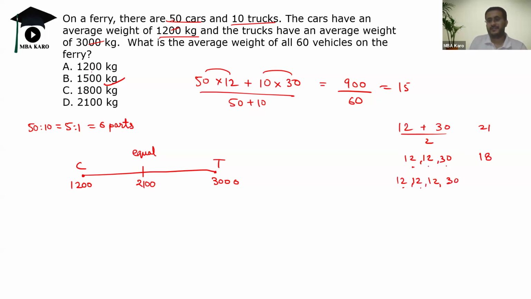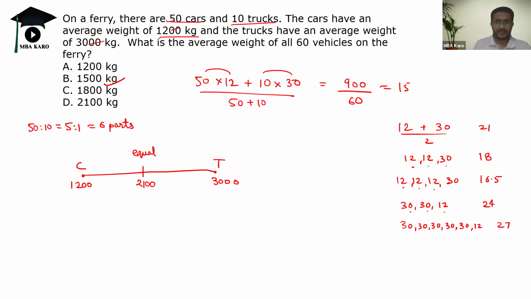So what did we see? 36 plus 30 is 66. If you increase the number of trucks, 30, 30 and 12, so we see that 72, 24, right? If you increase more trucks, let us say if you have 5 trucks and 1 car, so 150, 162 by 6, you will see 27.